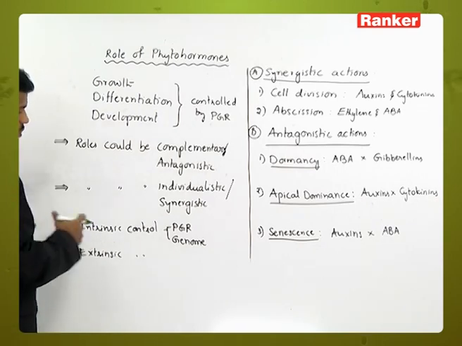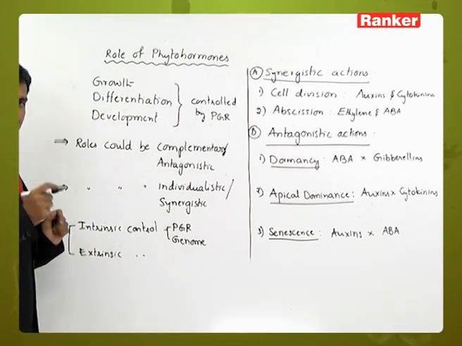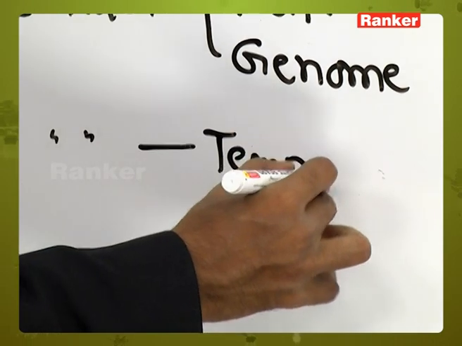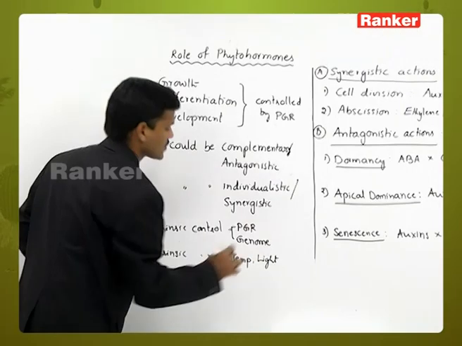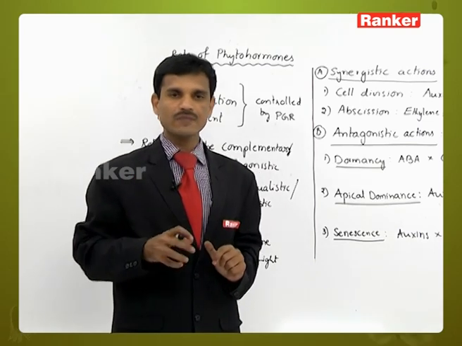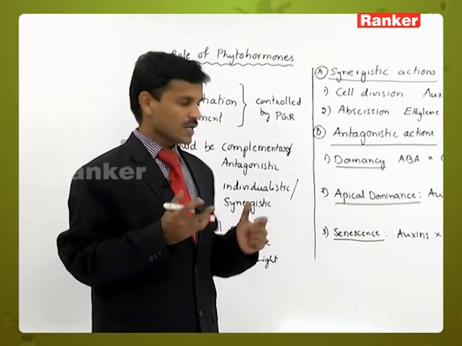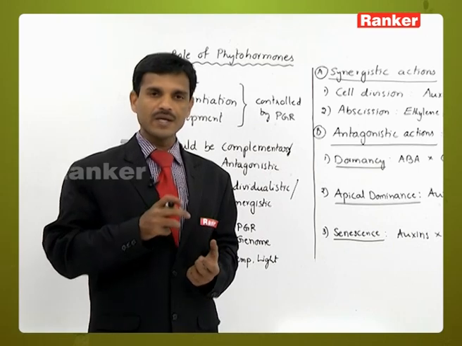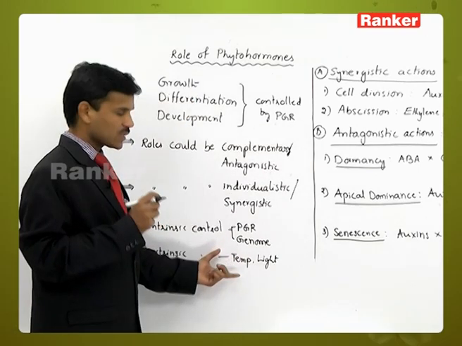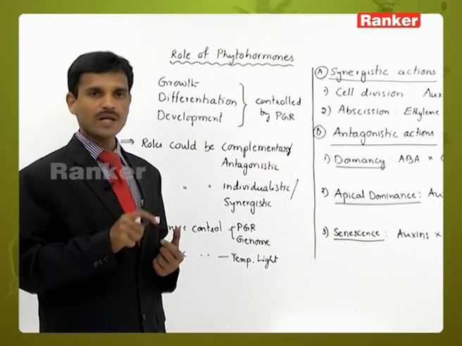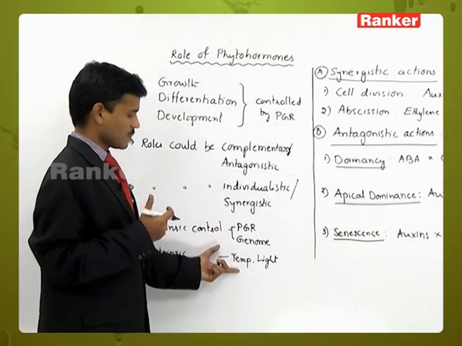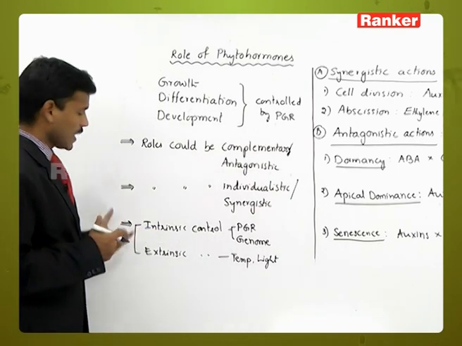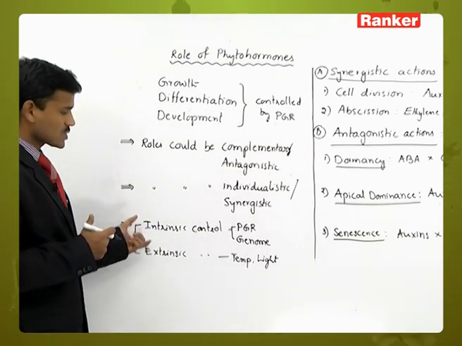Next, extrinsic control. Extrinsic control means the external, outer factors like temperature and light. Light is important for photosynthesis. Temperature is important for flowering initiation, and some enzymes are active only at an optimum temperature. At low or high temperatures, plant growth doesn't take place. That's why optimum temperature and the light period are important for plant growth and development. These are the external factors or external control.